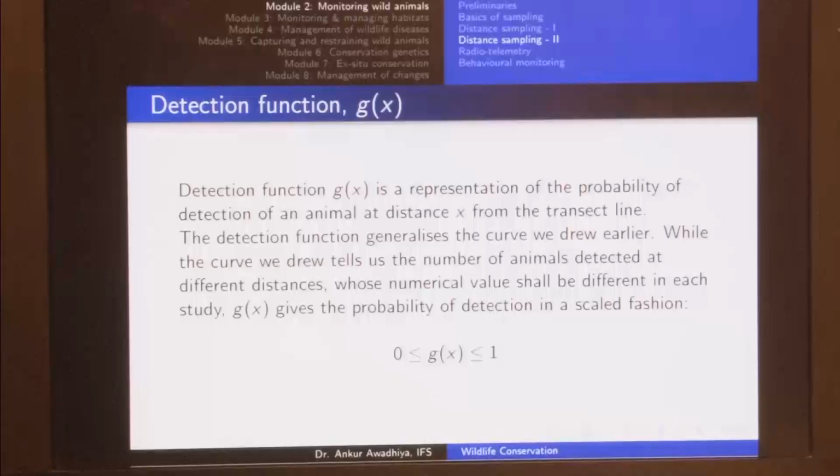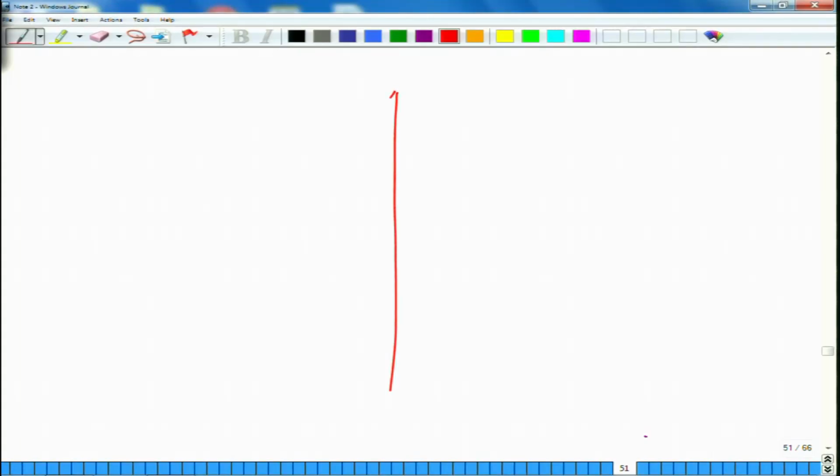Now, the next concept is that of a detection function. The detection function, which is given by g of x, is a representation of the probability of detection of an animal at distance x from the transect line. So, essentially when we have a transect line from A to B, and suppose there are 3 locations of animals, x1, x2 and x3. Now, the probability of detection of the animal at x1 would be different from the probability of detection of an animal at x3.